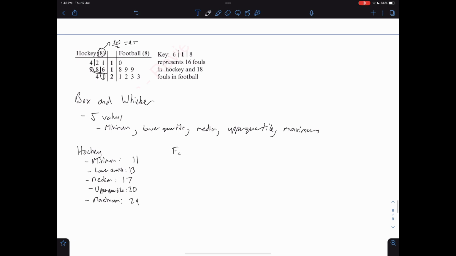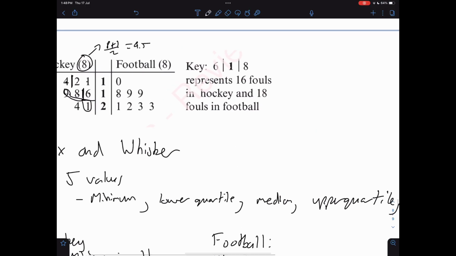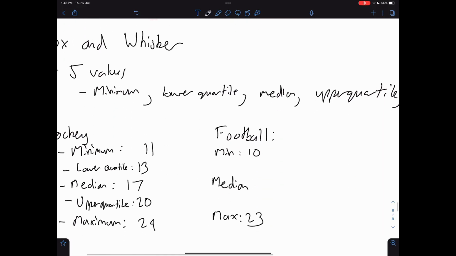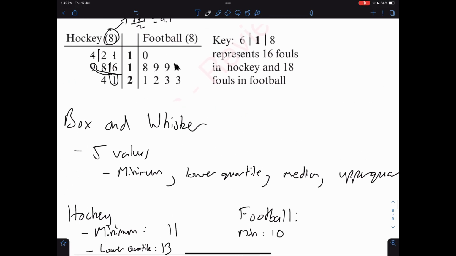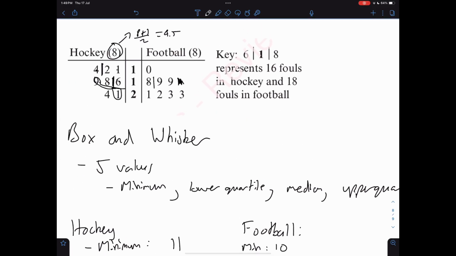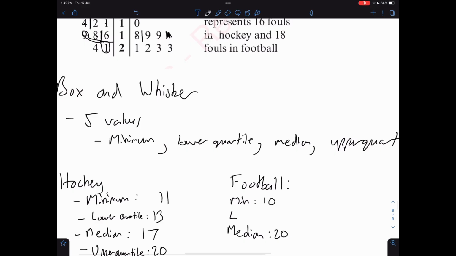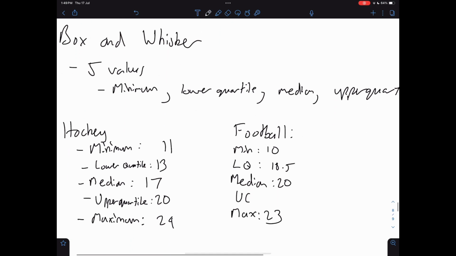And then for football, the minimum is 10. The maximum is 23. The median, once again at the 4.5 value, 1, 2, 3, 4, in between. So 20. Then we take the median of the lower half, in between here, which is 18.5, and the upper half, which is going to be here, which is at 22.5.